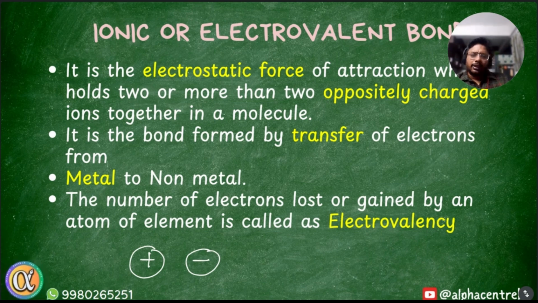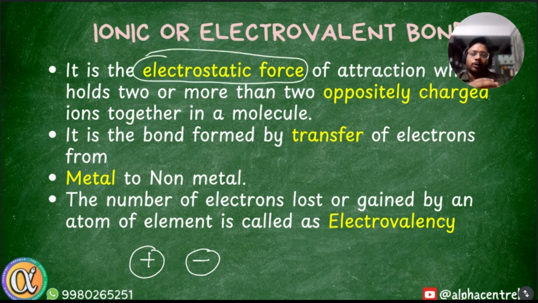All of you know positive and negative attract each other. So this attraction between a positive charge and a negative charge itself is called electrostatic force. Okay, so electrostatic force is nothing but the attractive force between positive and negative charge. So in ionic bond, we have a positive charge species and a negative charge species, and they are attracted to each other through electrostatic force of attraction.